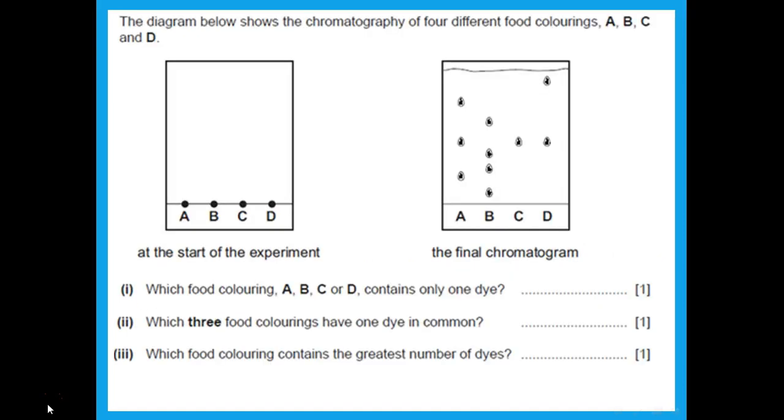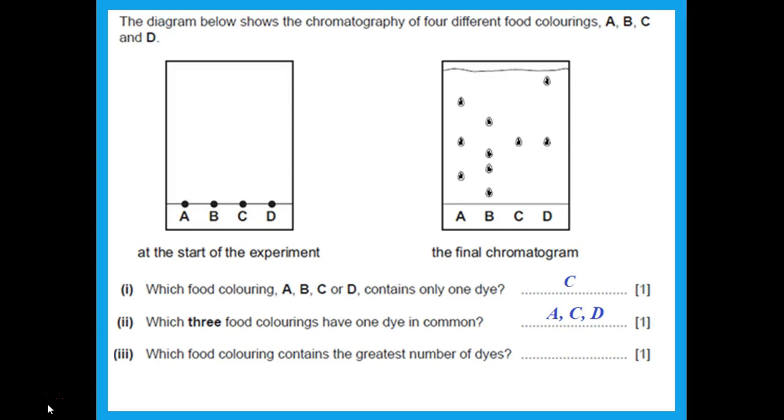Okay, the diagram below shows the chromatography of 4 different food colorings. Which food coloring contains only one dye? So can you see A, B, C, D? Which one contains only one dye? One dye means one spot. So which one gives one spot? C. Which 3 food colorings have one dye in common? So I want 3 of them to have spots the same height. So which one has spots the same height? A, C, and D have the spot in the middle there, all the same height.